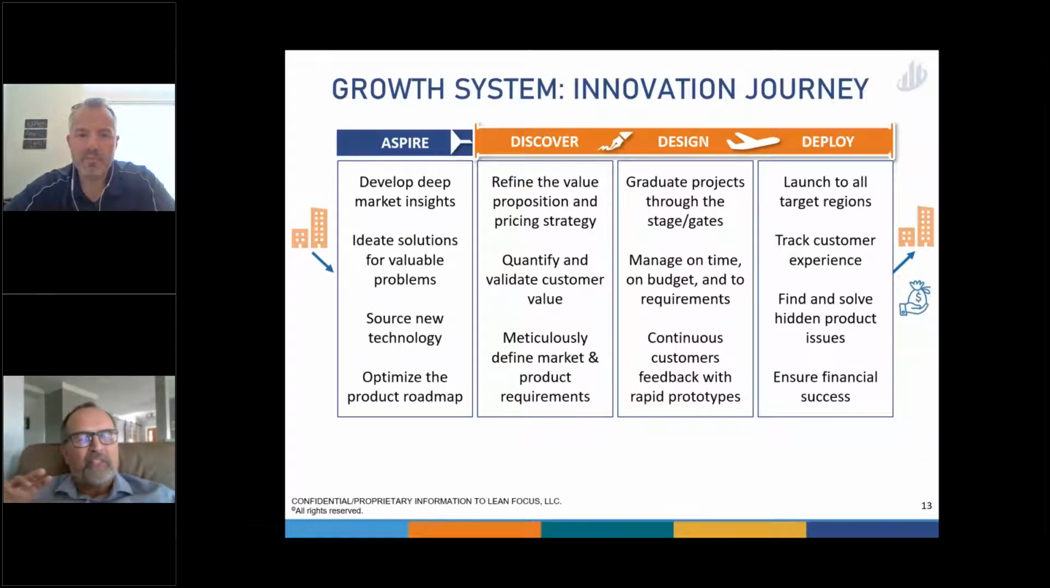I mean, right in the beginning, we're taking units out and getting that feedback, knowing we're solving valuable problems. And then there's deploy. How do we launch it to all the regions? I think there's a myth of the global product launch. Very few products are launched globally. They're really launched one region at a time.